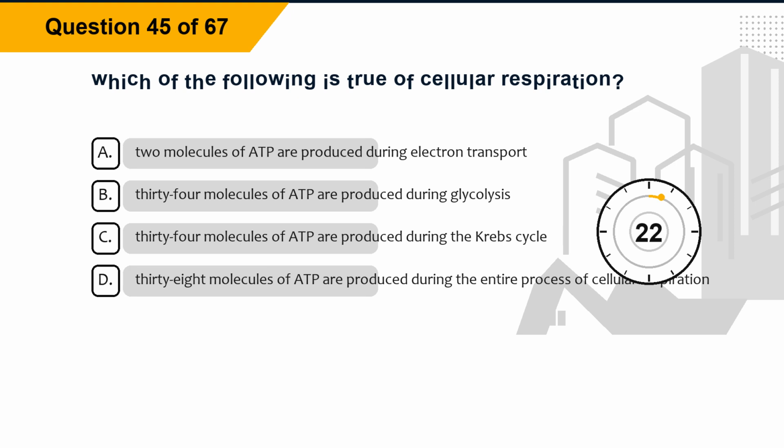Question 45. Which of the following is true of cellular respiration? Option A, 2 molecules of ADP are produced during electron transport. Option B, 34 molecules of ADP are produced during glycolysis. Option C, 34 molecules of ADP are produced during the Krebs cycle. Option D, 38 molecules of ATP are produced during the entire process of cellular respiration.